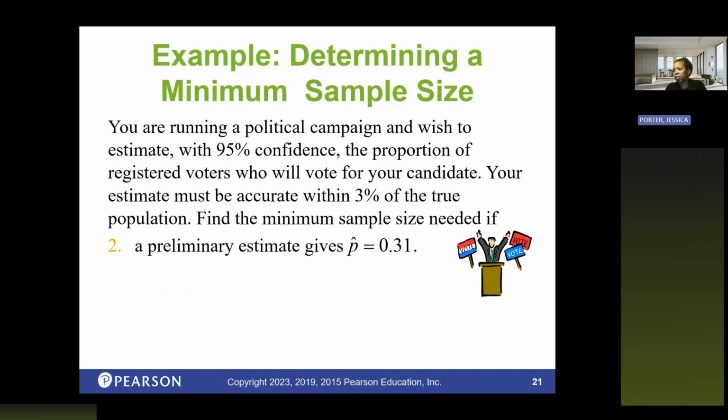You're running a political campaign and wish to estimate with 95% confidence the proportion of registered voters who will vote for your candidate. Your estimate must be accurate within 3% of the true population. So we need to find out what q hat is, right?